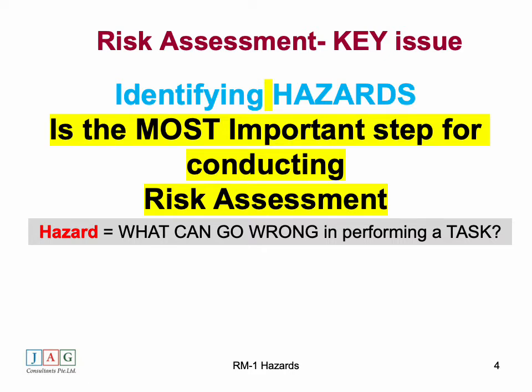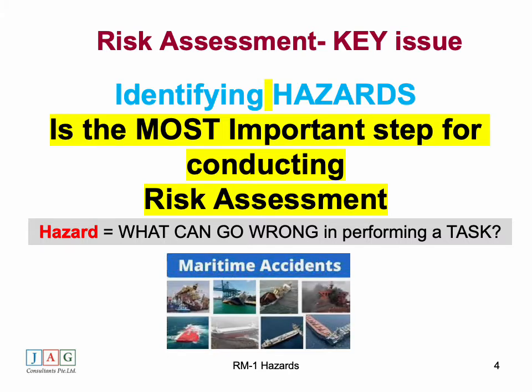Identifying hazards is the key in risk assessment. With a good hazard identification for a task, you can say that you've completed 90% of the risk assessment. So generally, the ship staff should focus more on what can go wrong, hazard identification. Now, new hazards can emerge from near misses within the organization or outside, or from industry sources or experience sharing, maritime accidents and things like that.